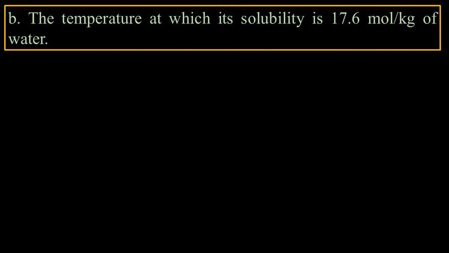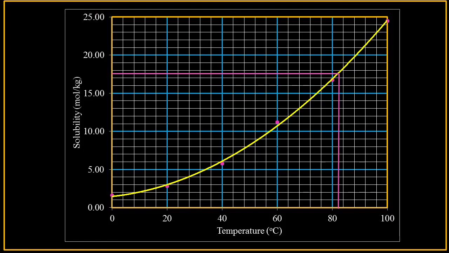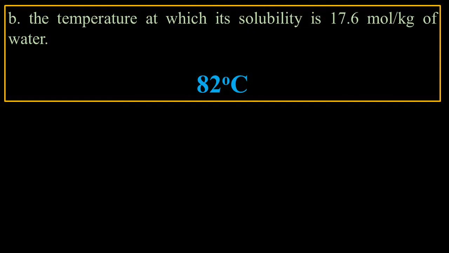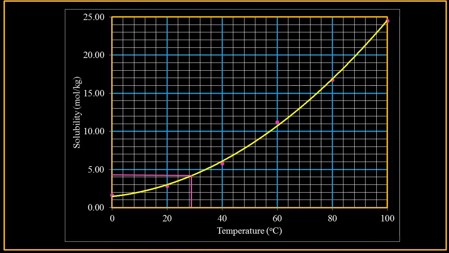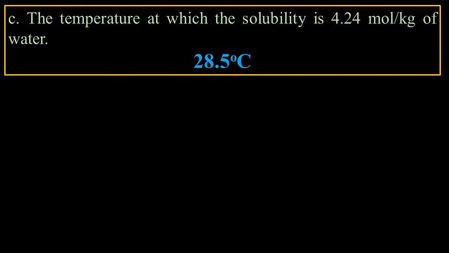B, the temperature at which the solubility is 17.6 moles per kilogram of water. Let's go to the graph. And we see that it is approximately 82 degrees Celsius. The temperature at which solubility is 4.2 moles per kilogram, and it's going to be approximately 28.5.